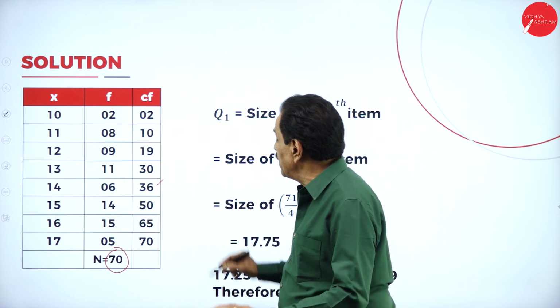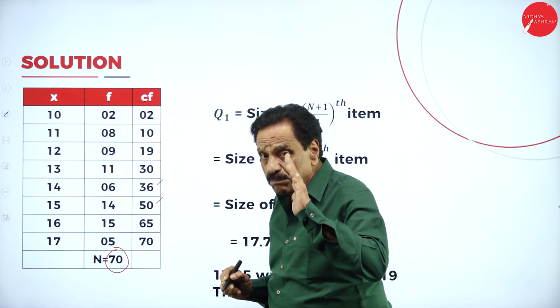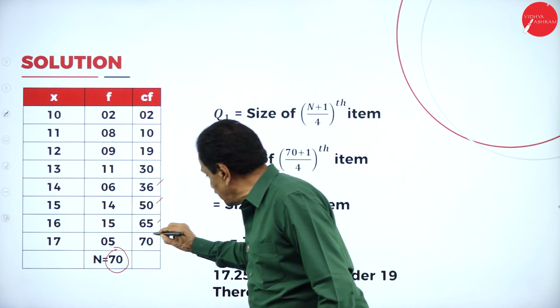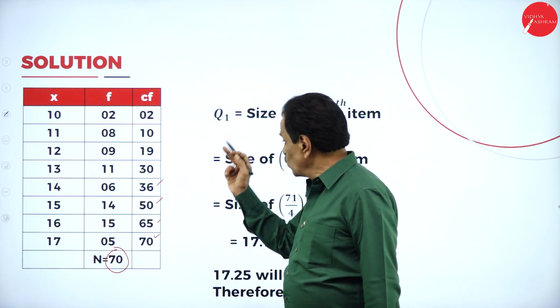36 plus 14, 50. 50 plus 15, 65. 65 plus 5 is 70. I will go through once again.